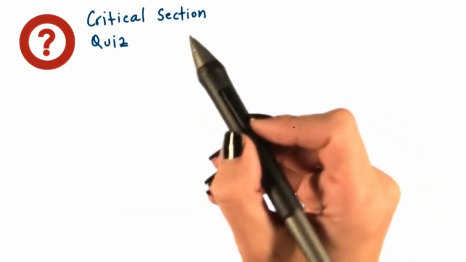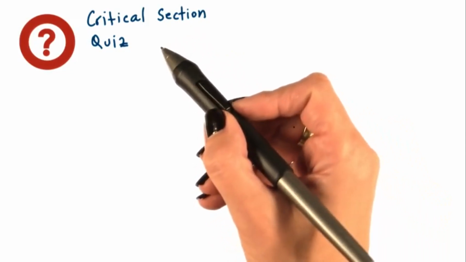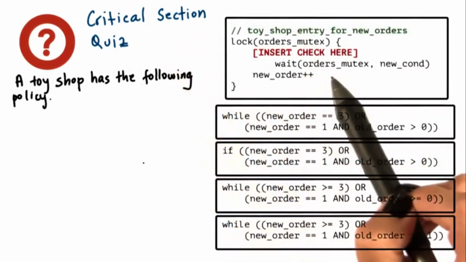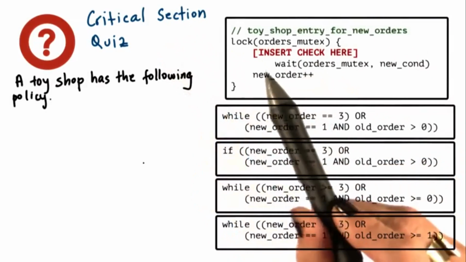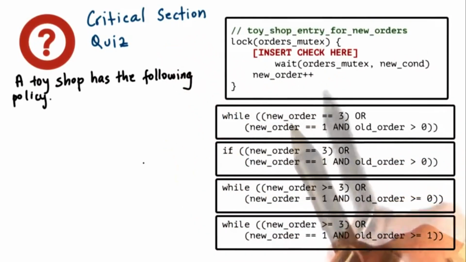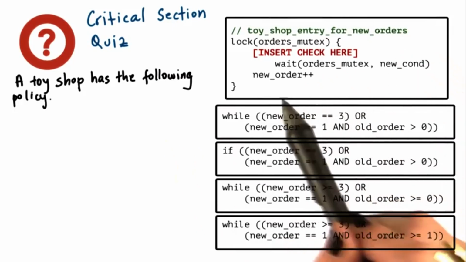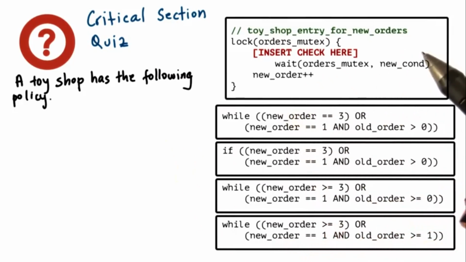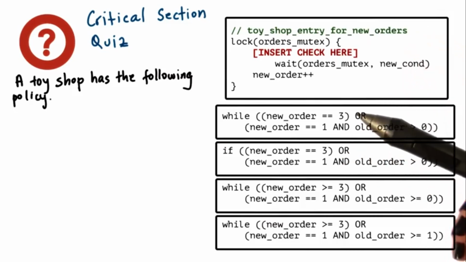Let's take a quiz in which we'll take a look at an example of a critical section. The critical section that we will look at corresponds to a critical section in a toy shop, similar to the toy shop examples that we looked at. In the toy shop, there will be new orders that will be coming in, as well as orders for repairs of toys that have already been processed, so like old orders that need to be revisited.